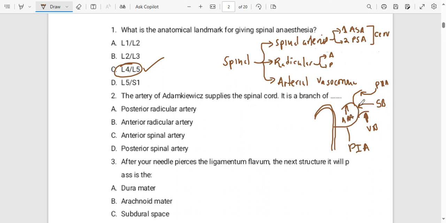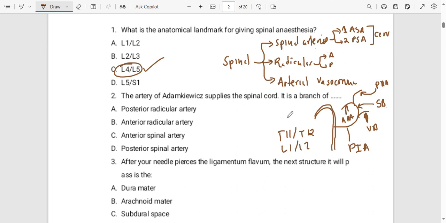Okay. The biggest anterior radicular artery is what is known as the artery of Adamkiewicz. It's also known as arteria radicularis magna. It's the biggest. And where are you going to find this guy? You are going to find it in the thoracolumbar region, either between T11 and T12, that is the thoracolumbar, or L1 to L2. This is where you find this artery.